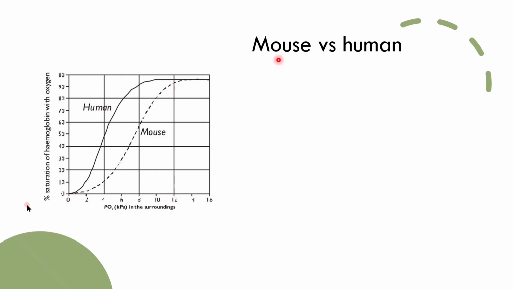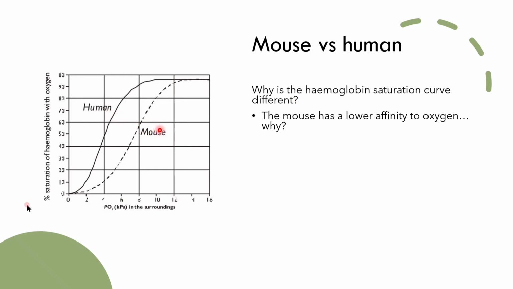So we're going to use mouse versus human hemoglobin saturation curves. So why is the hemoglobin saturation curve different between a human and a mouse? So the mouse, we can see, has a lower affinity to oxygen because the curve is shifted more to the right. So at the same partial pressure of oxygen, it has a lower hemoglobin saturation.